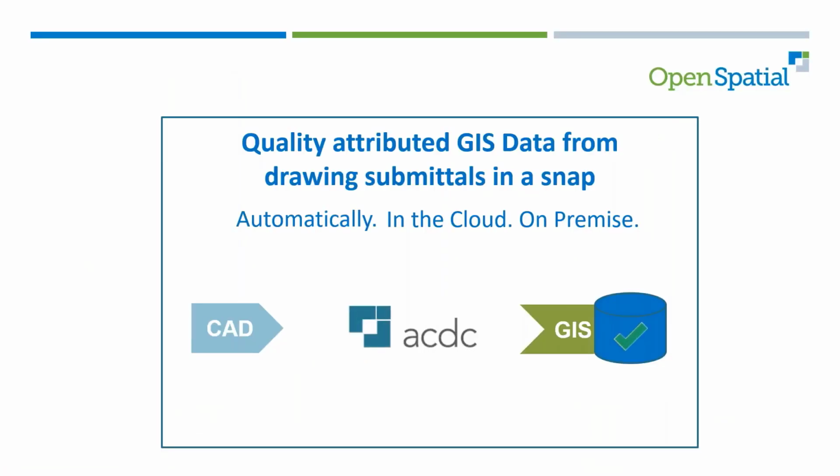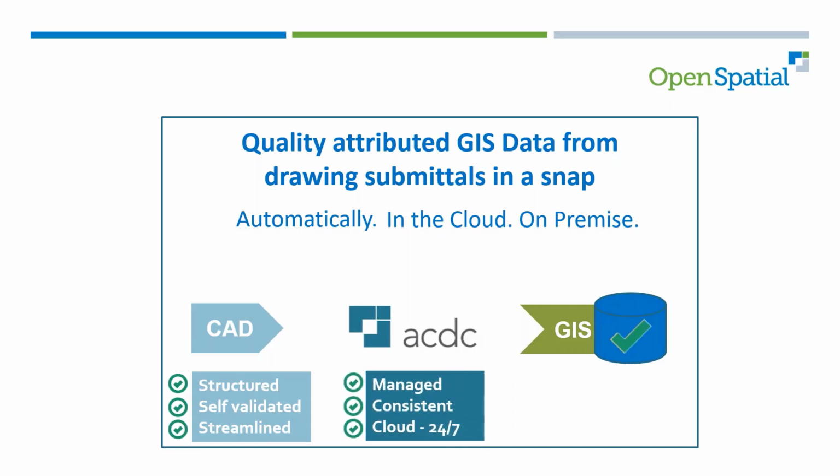So we just pointed out a point, line, and area feature there. So ACDC essentially is in the middle, and we're producing structured, self-validated, and streamlined input. We're doing that in a managed, consistent way, and it's available on the cloud 24/7. And what you're getting is accurate, attributed, and efficient GIS data as the output. That's the overall transformation from doing it manually or with PDFs or even CAD drawings. Everybody has their own way of doing it. To consume those and validate them is a challenge.